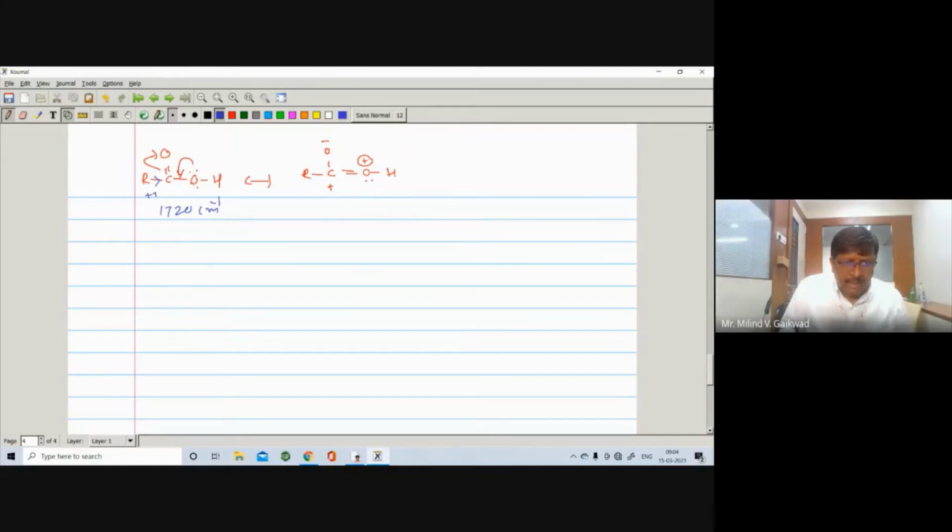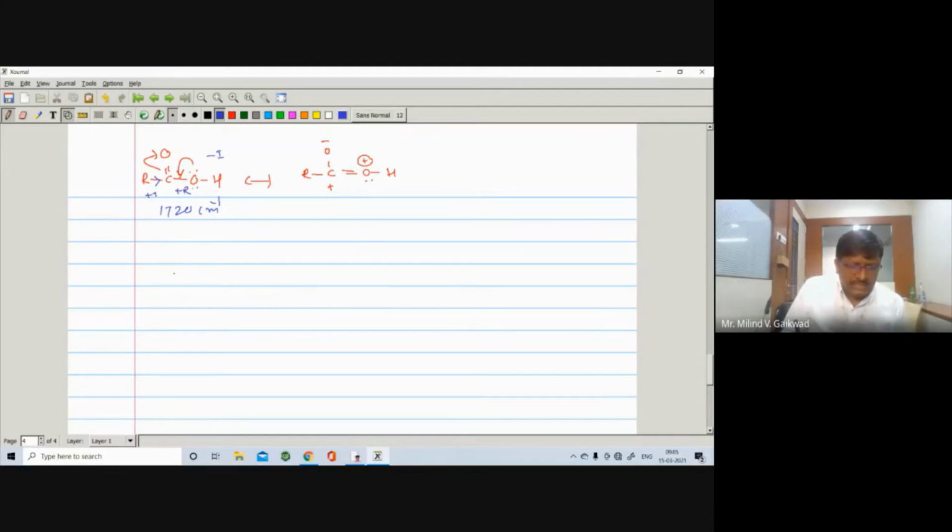Now if I take the example like this one, the R group exhibits plus I effect, at the same time the lone pair on the oxygen exhibits plus R effect, so it gives single bond character. At the same time the oxygen also exhibits minus I effect, right? But plus R effect is more powerful than this minus I effect. That's why you are having the stretching at 1720.